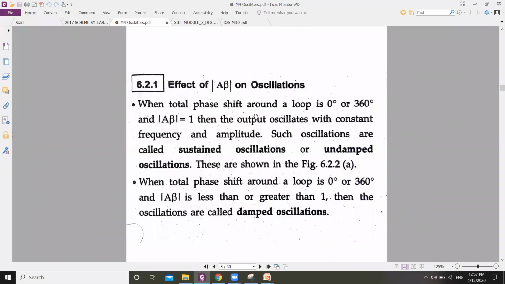Okay, so when the total phase shift around the loop is 0 or 360 degrees and the modulus of A beta is 1, then the Barkhausen criteria says that the output oscillates with a constant frequency and amplitude. We'll be getting oscillations having constant amplitude and frequency. Such oscillations are called sustained oscillations or undamped oscillations. The meaning is the oscillations which have constant amplitude and frequency. Frequency should be constant, amplitude should be constant. Then such waveforms are called sustained oscillations or undamped oscillations.